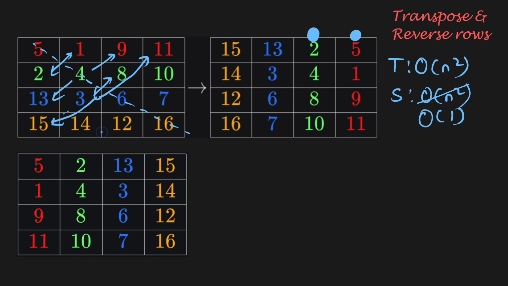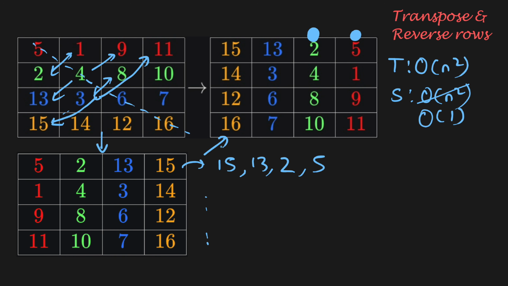And once we have this transpose matrix, we can just reverse the rows. So for example, first row becomes 15, 13, 2 and 5. And similarly, we will reverse the other rows as well to get this output matrix.